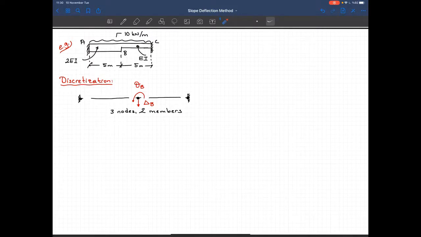Now let's draw the free body diagram now. Here I'm really not showing any member local axis or the member directions, but let's say that this is the first member, this is the second member, okay? Because I will not use it. Now let's draw the free body diagram now.